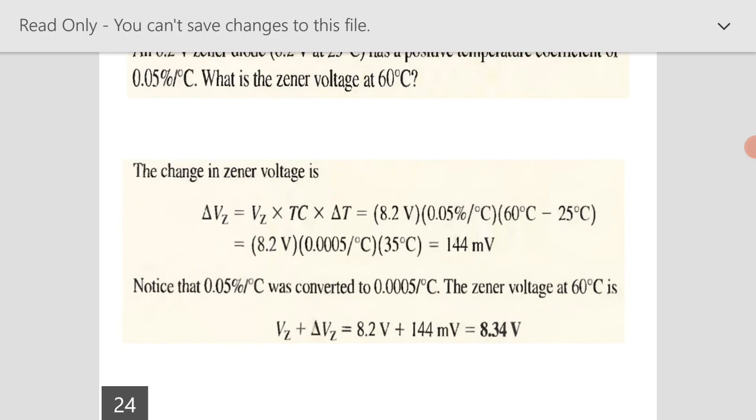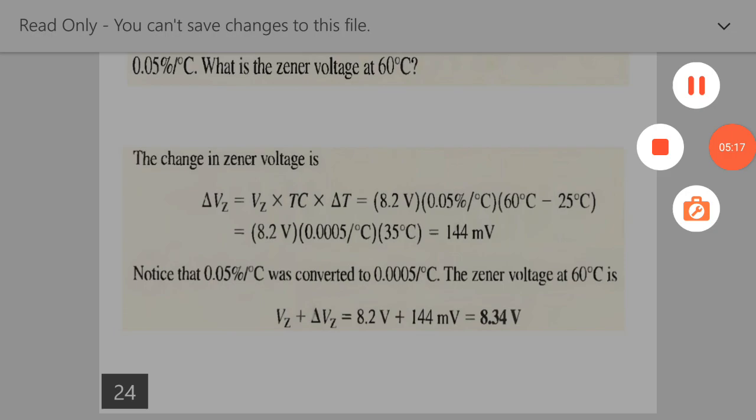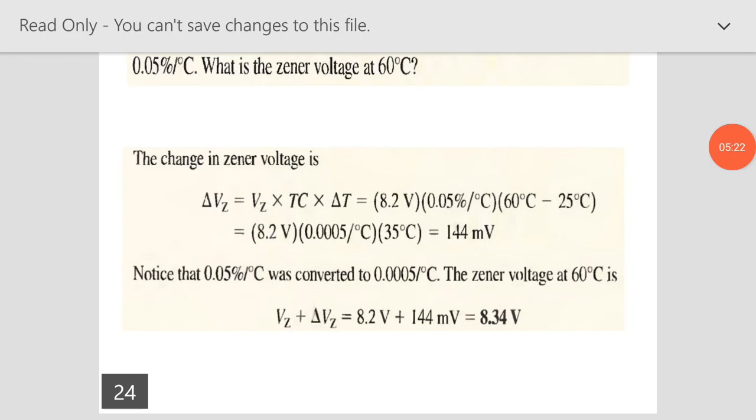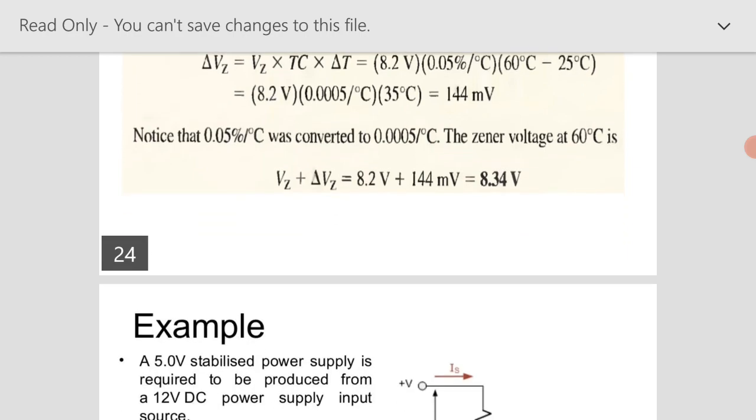Into 60 degrees minus 25 degrees Celsius: 8.2 volt in one bracket, and in the second bracket 0.0005 per degree Celsius into 35 degrees Celsius. Del Vz is equal to 144 millivolt. Notice that 0.05% per degree Celsius was converted to 0.0005 per degree Celsius. The Zener voltage at 60 degrees Celsius is Vz plus del Vz, is equal to 8.2 volt plus 144 millivolt, is equal to 8.34 volt.